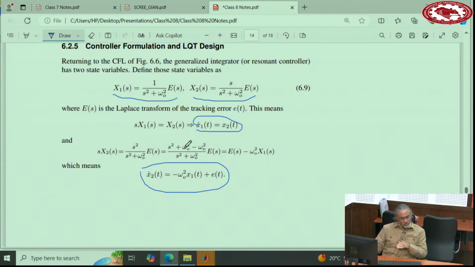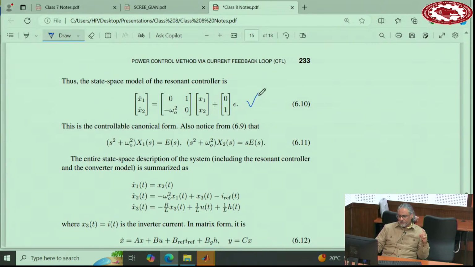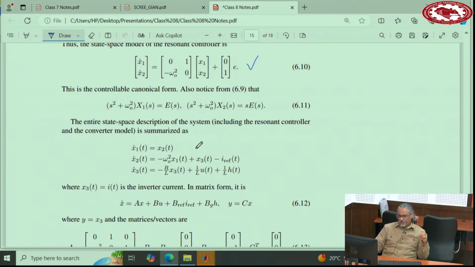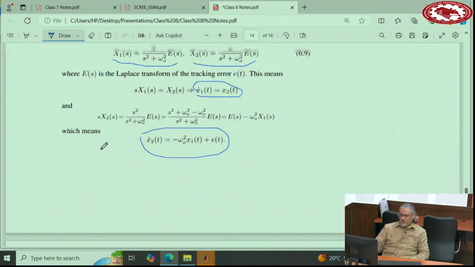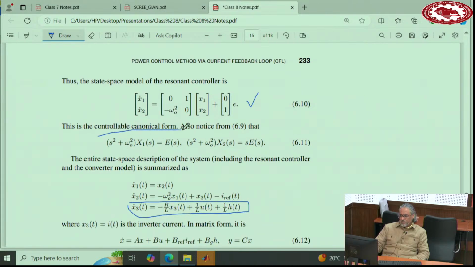Now you need to combine these two equations with the equations of the plant or converter, which is only one equation. So these are the equations of the controller, and the equation of the plant is this one, for the current. So X3 is current, X1 and X2 are the state variables of the resonant controller. So based on this definition that we just gave, you can derive these two equations as well. Okay, keep those in mind. We'll use them in a moment.